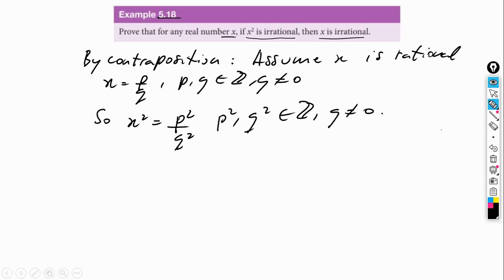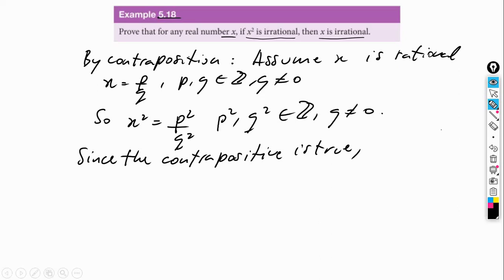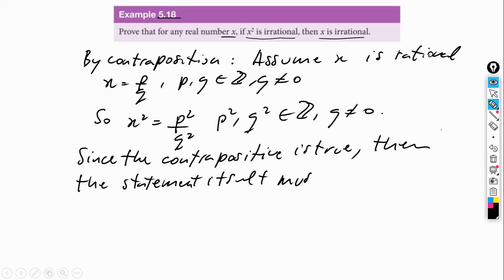Since the contrapositive is true, then the statement itself must be true.